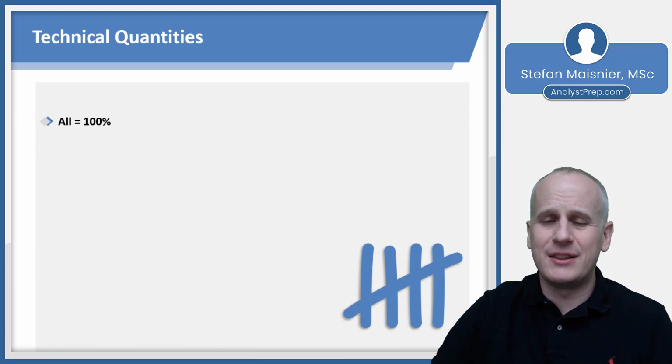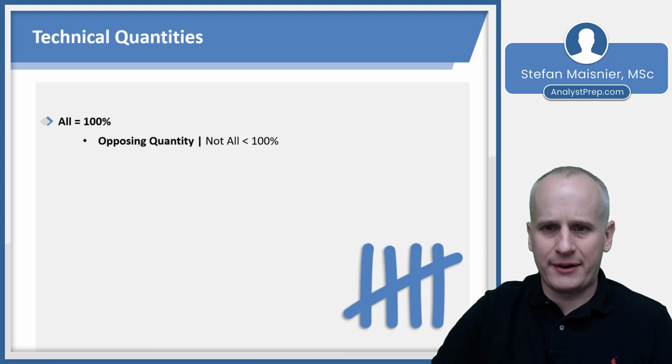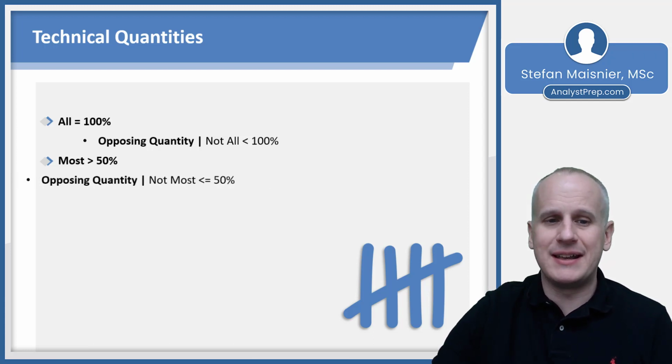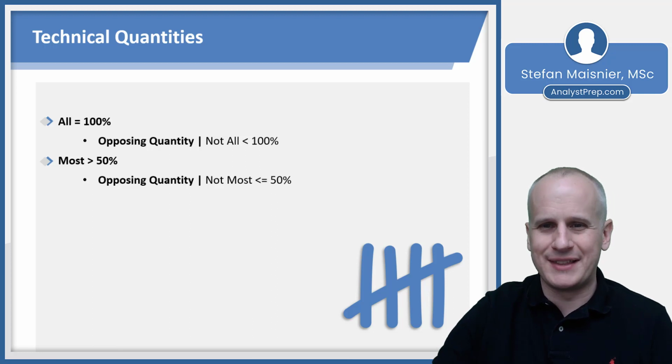First, we understand that the word all means as a percent, 100%. And we just covered that the opposite of rich isn't poor, so the opposite of all technically is not none. The opposite of all is going to be not all, or less than 100%, because anything that is less than 100% is not going to qualify as all. Similarly, we know that most is going to be greater than 50%. And the opposing quantity here is not going to be least. It's actually going to be not most. So something that is less than or equal to 50%.